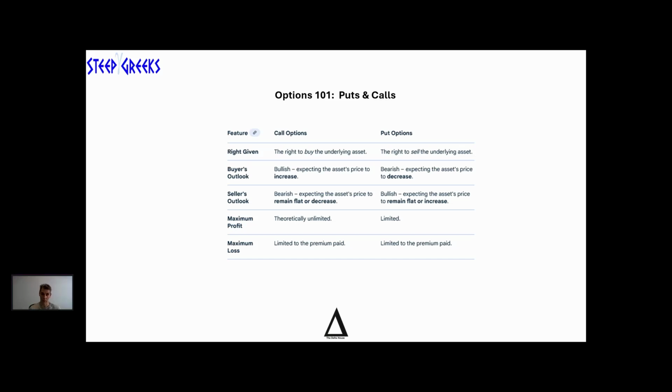The seller's outlook would be bearish on a call option. They're expecting the asset price to remain flat or decrease. And selling a put option would be bullish, meaning you're expecting the asset price to remain flat or increase.